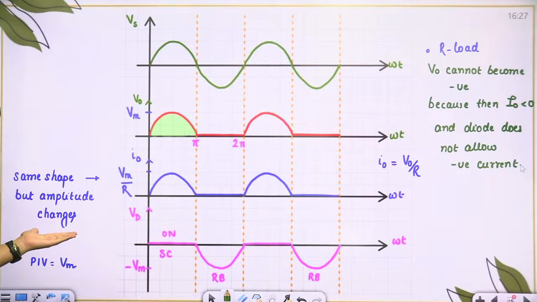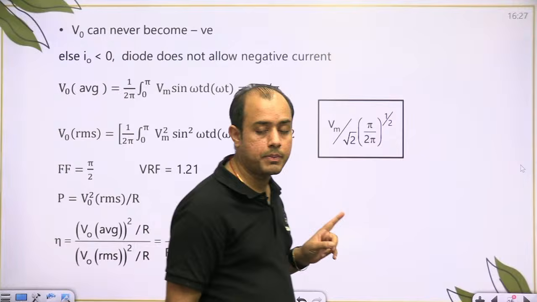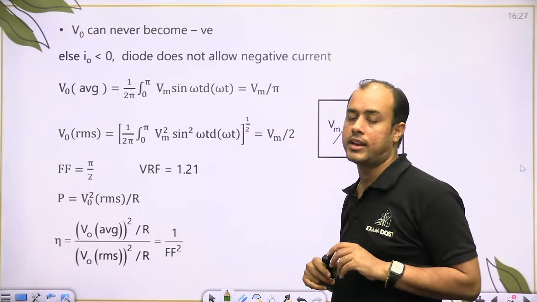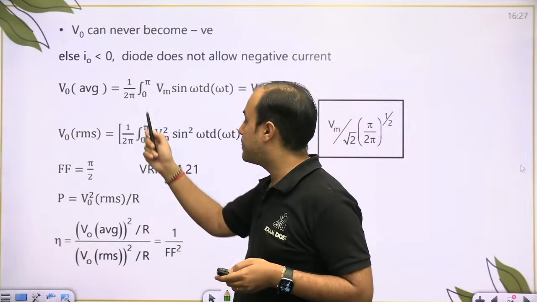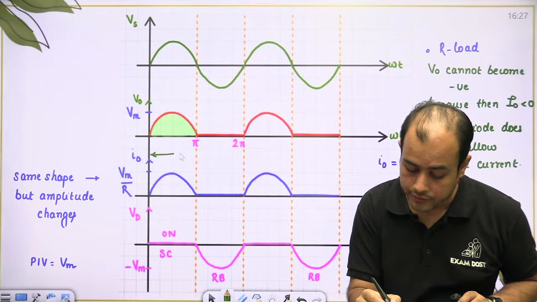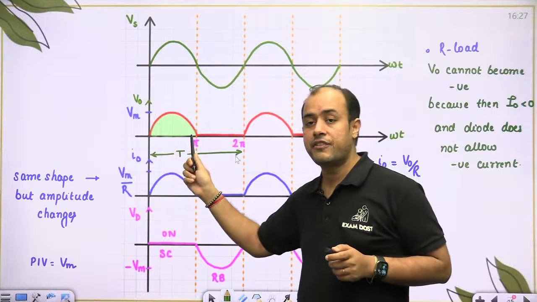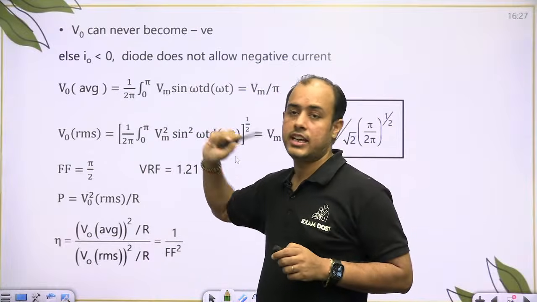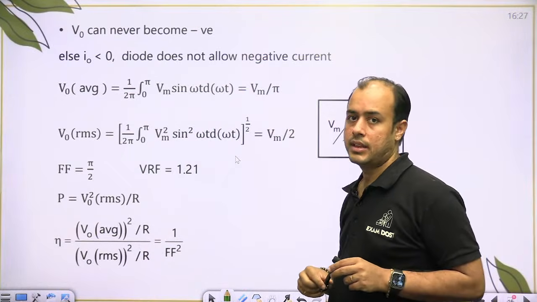Secondly, V naught and I naught have the same shape. So V naught can never become negative, otherwise I naught will be negative. Diode does not allow negative current. Now what is the average voltage? The period is 2 pi beta. If you see, the period of the waveform is 2 pi. But the sine curve we are getting from 0 to pi. So area I am taking from 0 to pi. So average is Vm by pi.